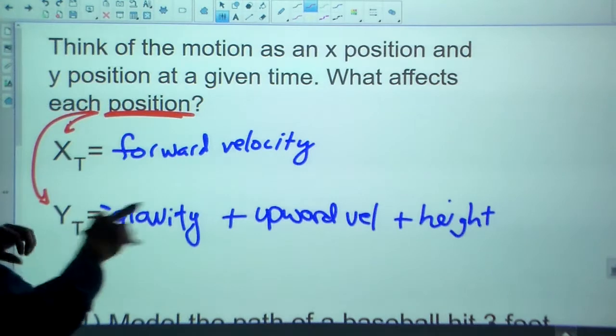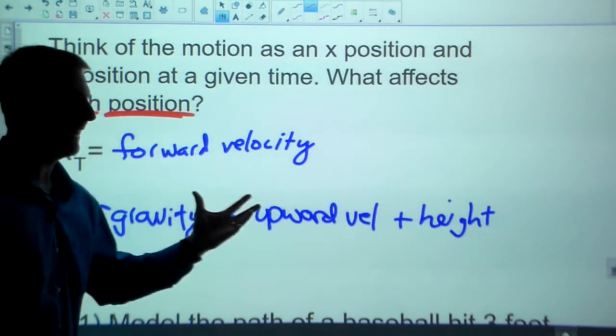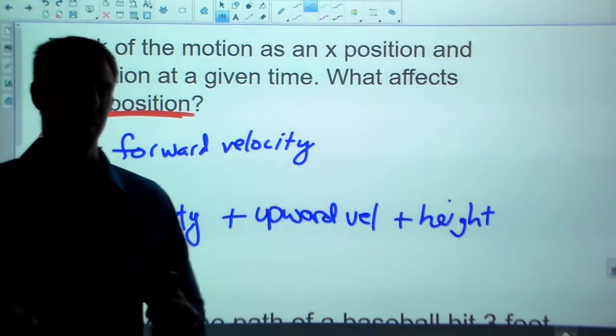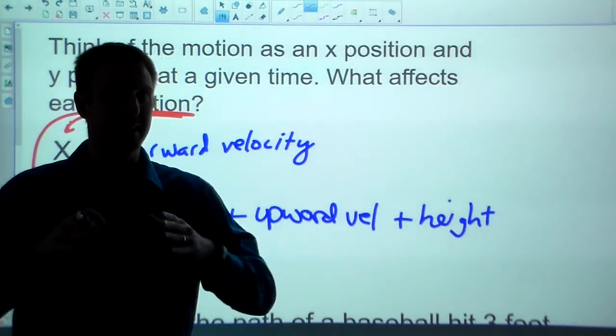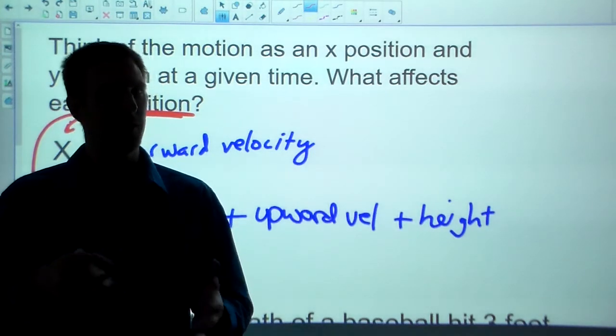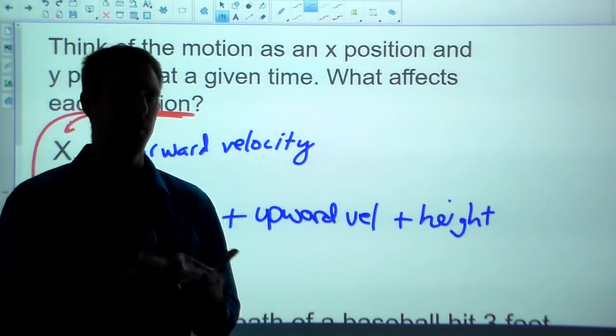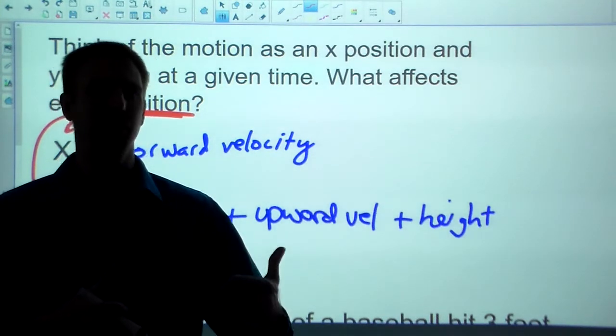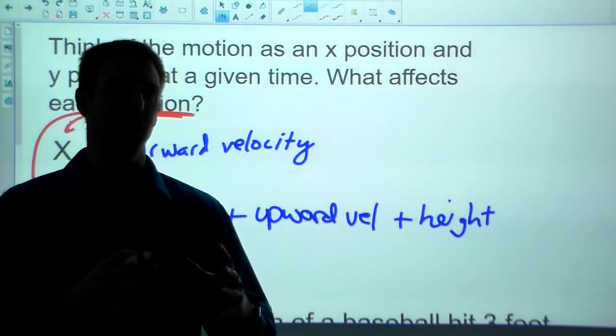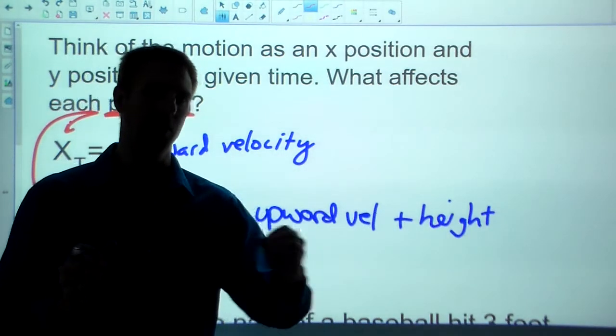So to get everything to match up, forward velocity is not a distance. Driving down the interstate at 70 miles an hour is not a distance. If I'm going to figure out how far I traveled, what else do I have to do? Well, I went 70 miles an hour for 10 minutes. Once we've got a time in there, now we can figure out exactly how far we should travel.